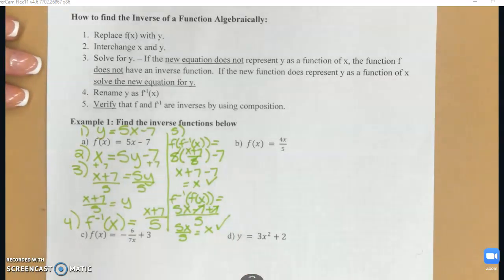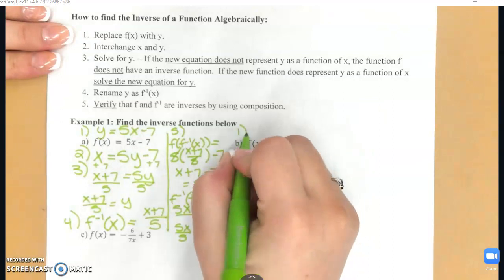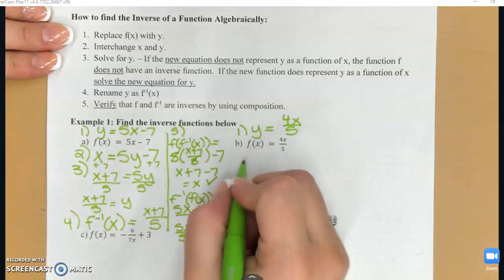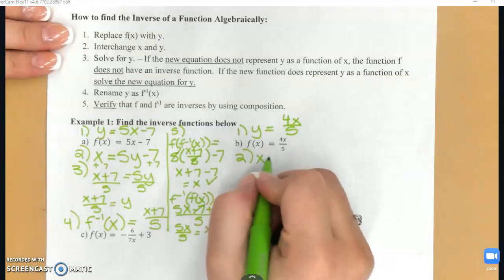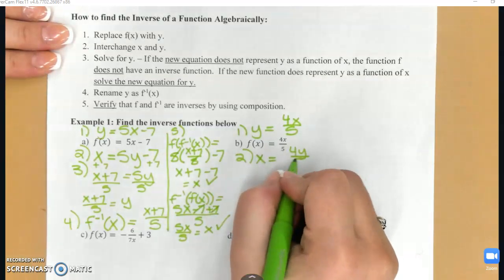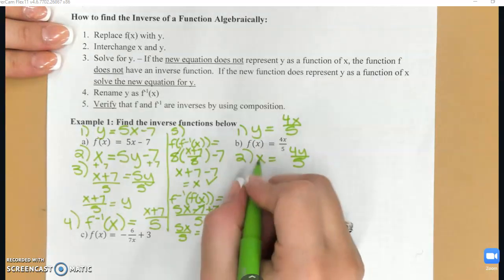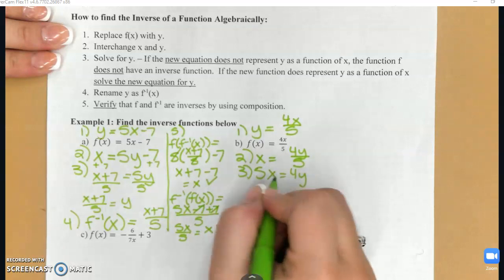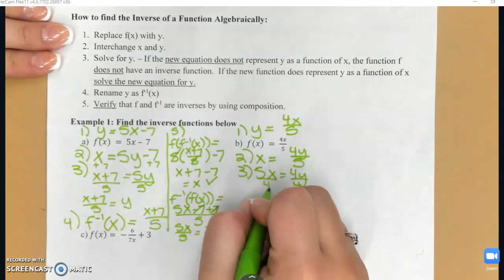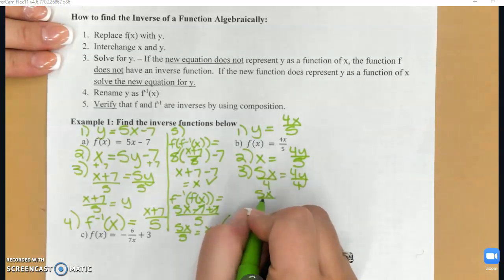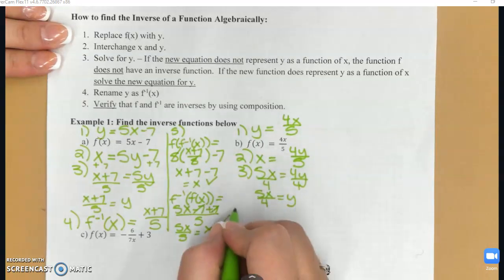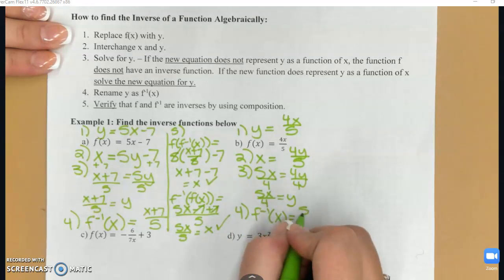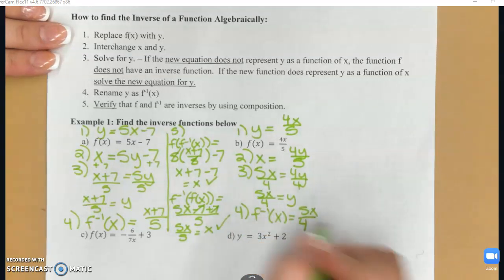Let's do this again on part B. Again, I need to rewrite this as y equals. Then step 2, swap my x's and my y's. And then order of operations. I have to multiply by 5. And then I'm going to divide by 4. And so y equals 5x over 4. So my function notation, f to the negative 1 of x, is 5x over 4.